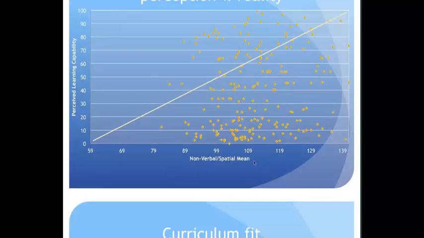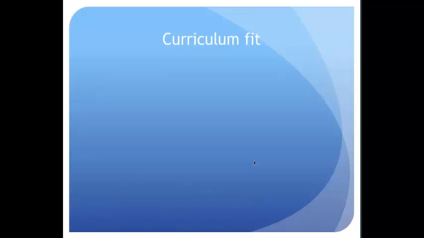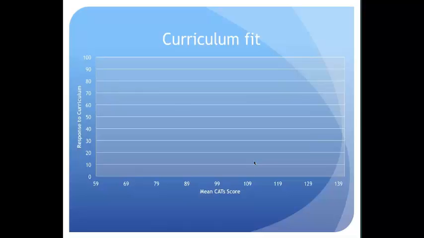And the last graph I'll share with you, again, quite interesting for us. This is looking at curriculum fit. So across the bottom on the x-axis, I have their mean CAT score. So that's taking in all 4 batteries from 59 to 139, or 141, sorry. And then on the left-hand side, on the y-axis, we have their response to curriculum score. This is the score which is based on the student's belief or otherwise that the curriculum we offer and the style in which we deliver it meets their specific needs.